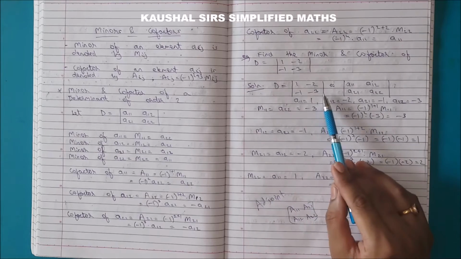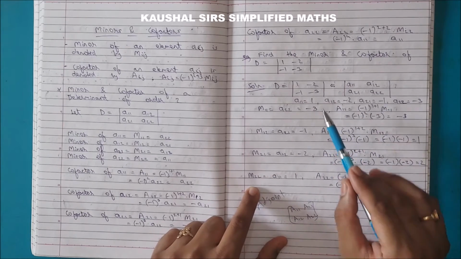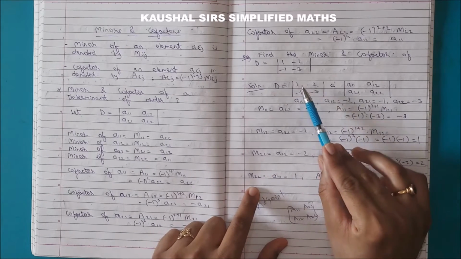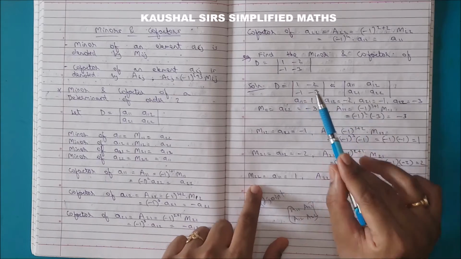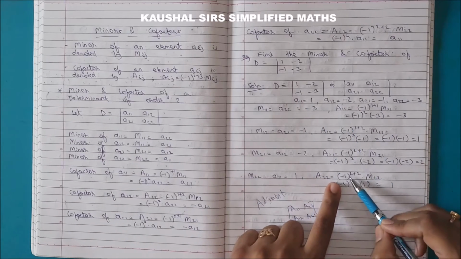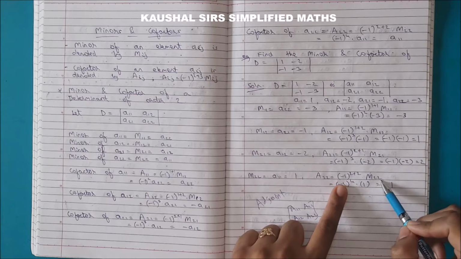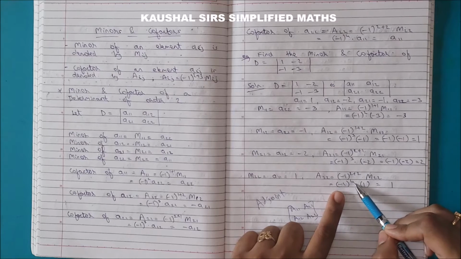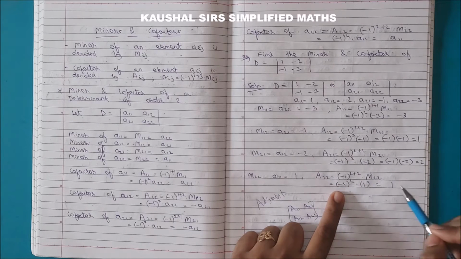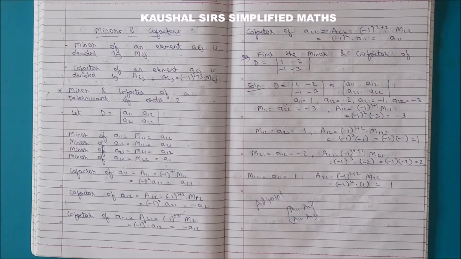And the last element, the minor is denoted by M22. जिसका diagonally opposite element कौन सा है? 1. So we got the minor of this. Now going for the cofactor, which is -1 raised to 2 plus 2 into M22. -1 raised to the power 4 is +1. 1 into 1 is 1. Okay, so this is the procedure to find minors and cofactors of a 2 by 2 determinant.